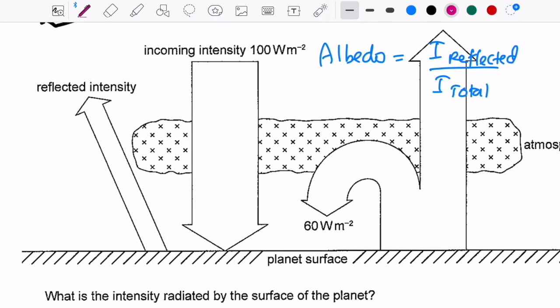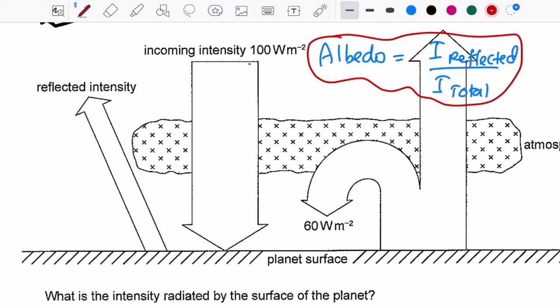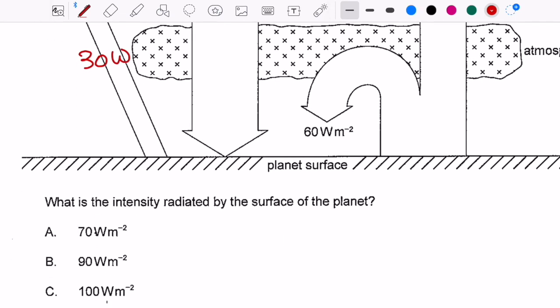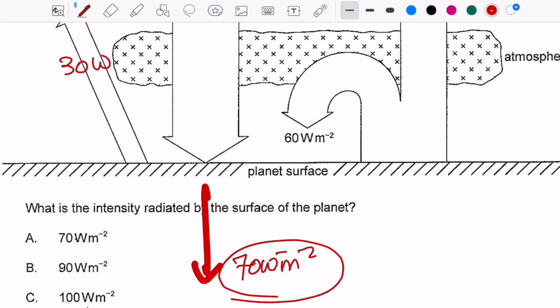First background information we need is, what is albedo? Albedo is the ratio of reflected to total intensity on a surface. So if you get 100 watt per square meter and albedo is 0.3, it means 30 watt will be reflected and 70 watt per square meter will get into the interior of the earth, right?